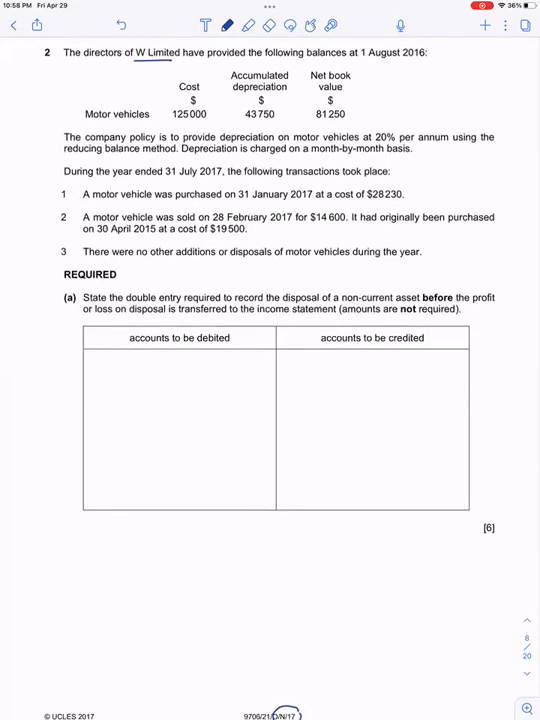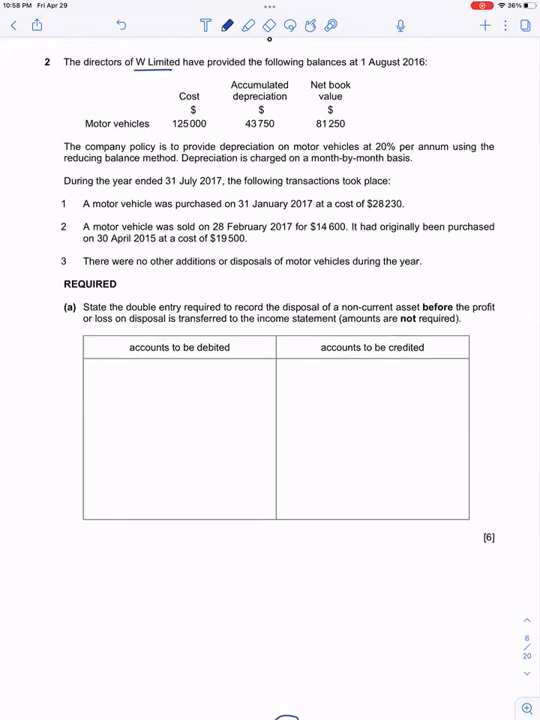Can you please read the question for me? The directors of W Limited have provided the following balances at 1st August 2016. The company policy is to provide depreciation on motor vehicle at 20% per annum using the reducing balance method. Depreciation is charged on a month-by-month basis.